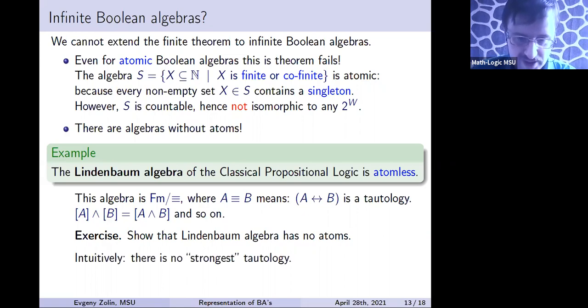So intuitively, this statement means that there is no strongest tautology. Not tautology, sorry. There is no strongest formula. For any formula that is not equivalent to bottom, there is a stronger formula that is not equivalent to bottom. And this holds not only for classical propositional logic, but for intuitionistic logics, for modal, for first order logics, and so on. So this is a very general fact.